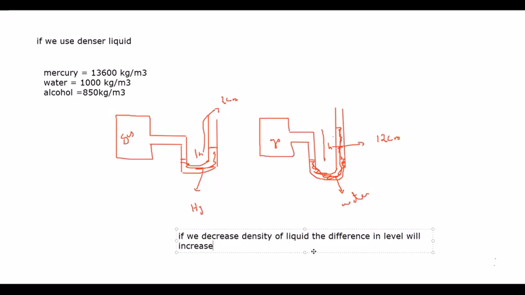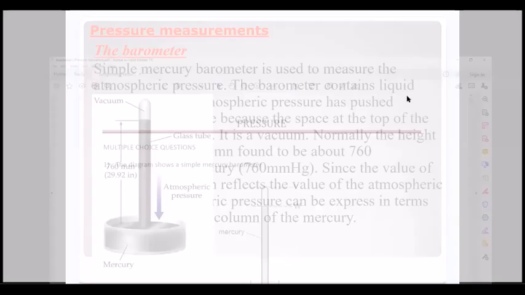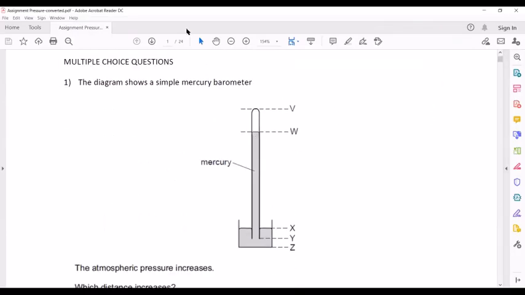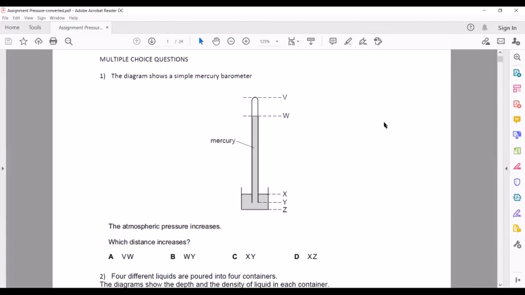Now some questions related to the manometer for understanding of this topic. Manometer and barometer. The diagram shows a simple mercury barometer. The atmospheric pressure increases. If the pressure of the atmosphere increases, which distance will increase? Because if the pressure due to the atmosphere increases, the atmosphere will push this down. So the level X will go down and the level W will increase.